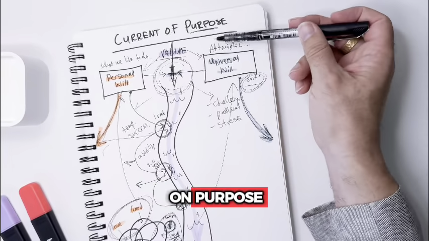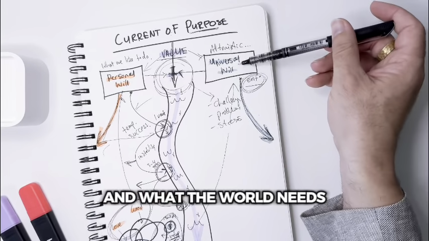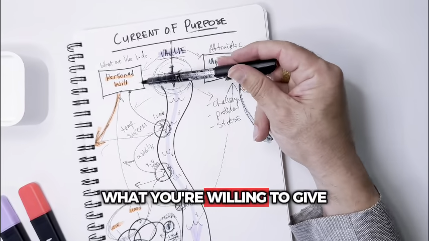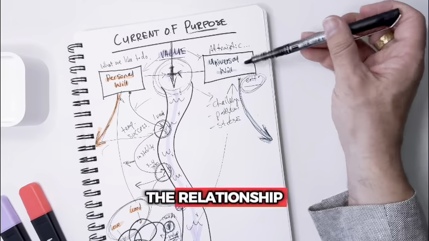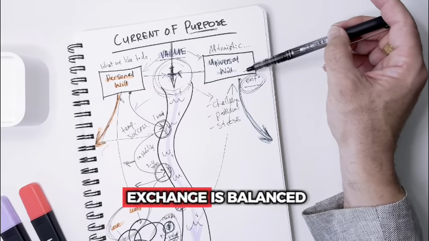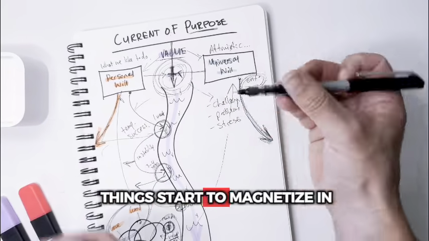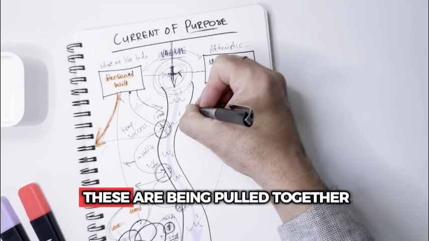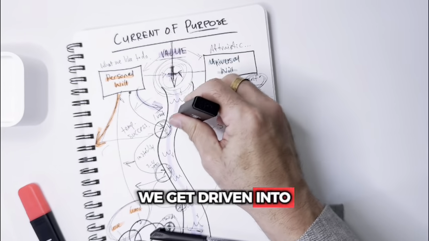When you are on purpose, this is what it feels like: what you like to do and what the world needs. And when the value exchange is equivalent, what you're willing to give, and what the business, the relationship, the partnership, the universe, life values as an exchange is balanced, we get the equilibrium, and both of these things start to magnetize in, right? They go this way.